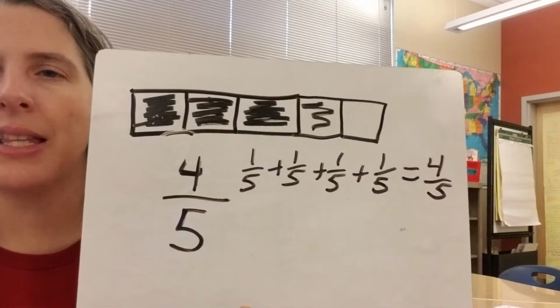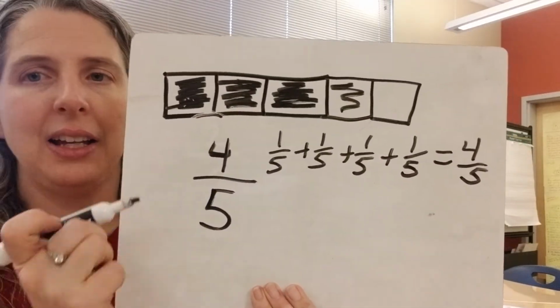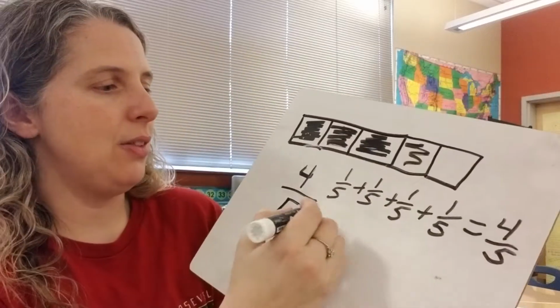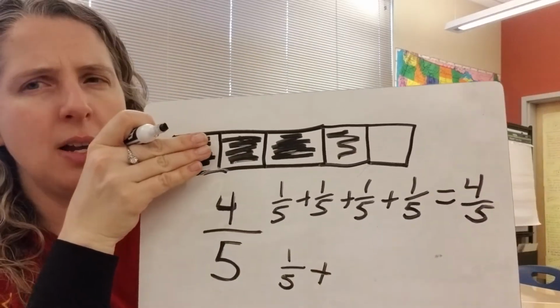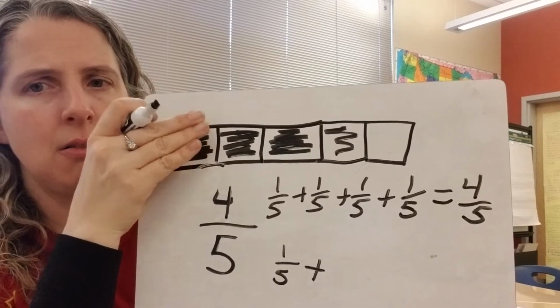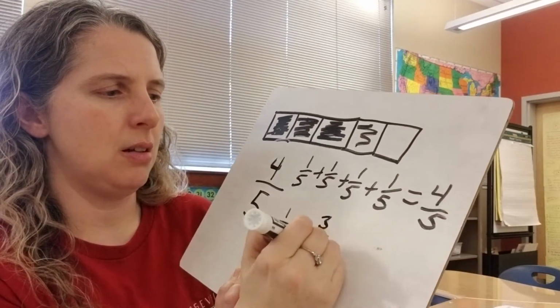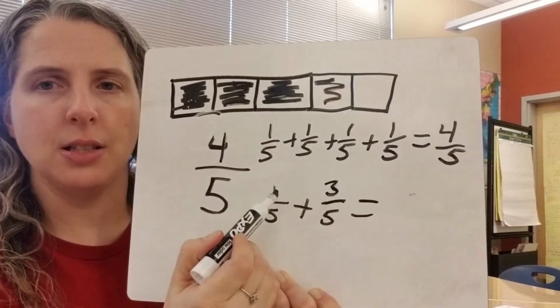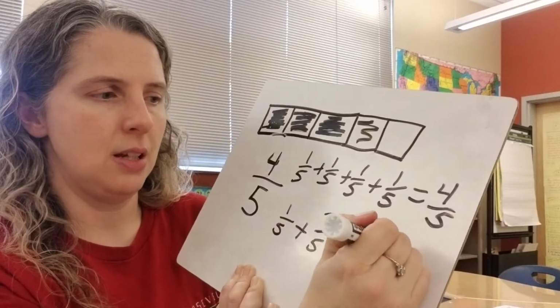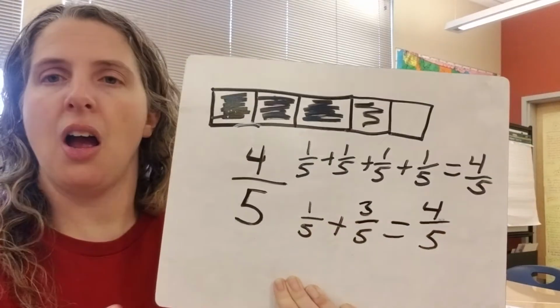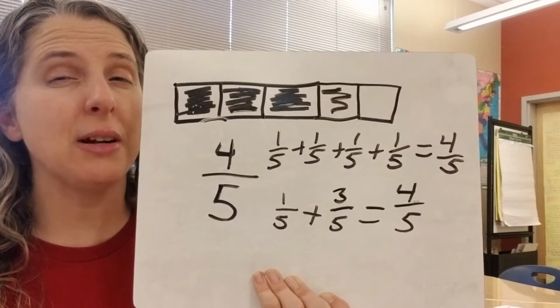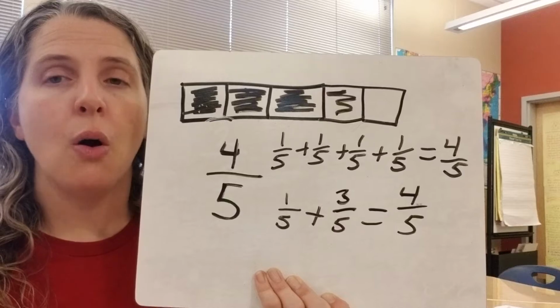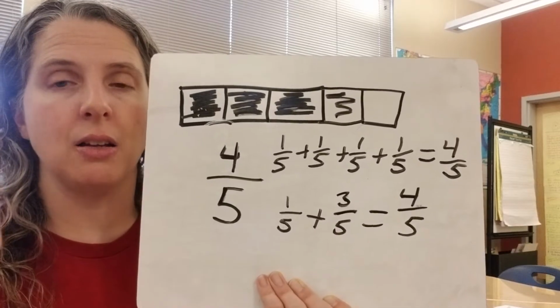I can decompose that any way I want. I could say I have 1/5 plus, there's my 1. How many more do I have? 3/5. And that equals 4/5. Are there any other ways I could write it? Pause for about 30 seconds. See if you can figure them out or figure any other ways out, and then push play.